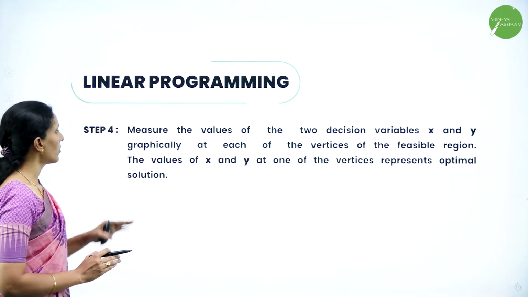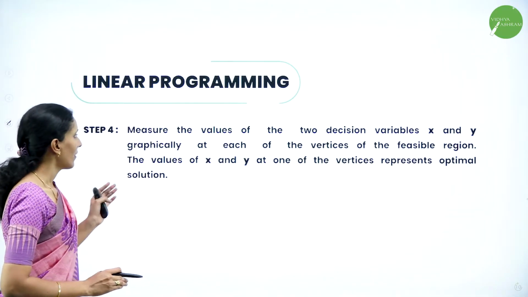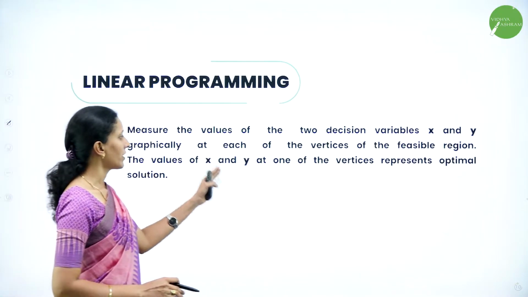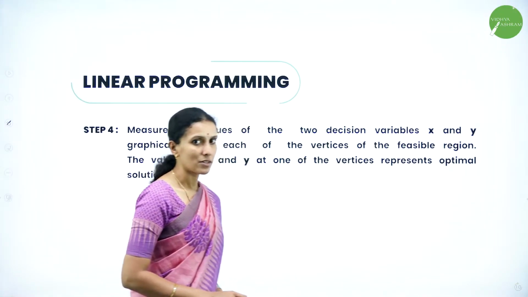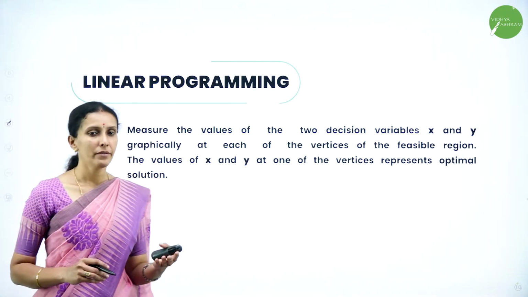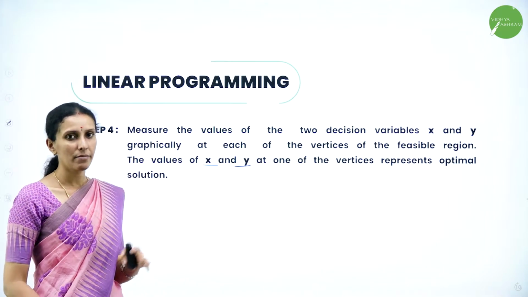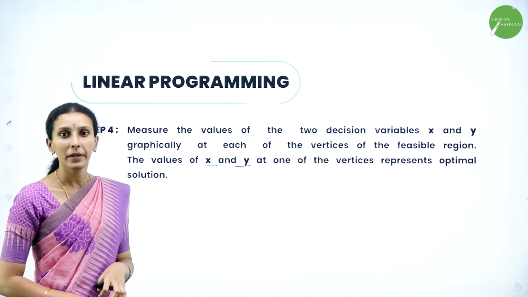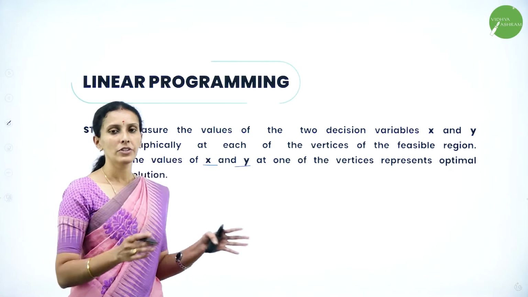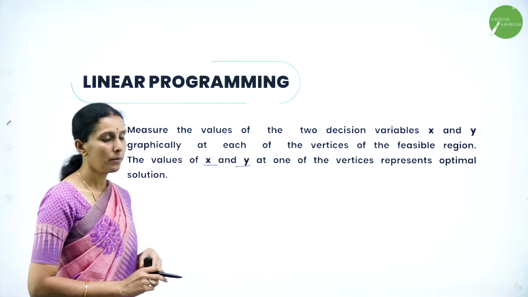Step 4 says, measure the values of the two decision variables x and y. Graphically, at each of the vertices of the feasible region, the values of x and y at one of the vertices represent the optimal solution. If my aim is to find the maximum value, then using these x and y values, we will find the maximum value of z. If it is the minimum value, again using the x and y values, we will put them in a table called the corner point table and we will find the minimum value.